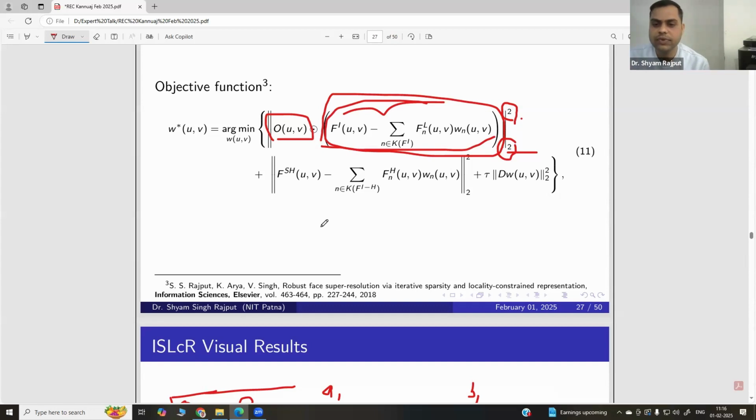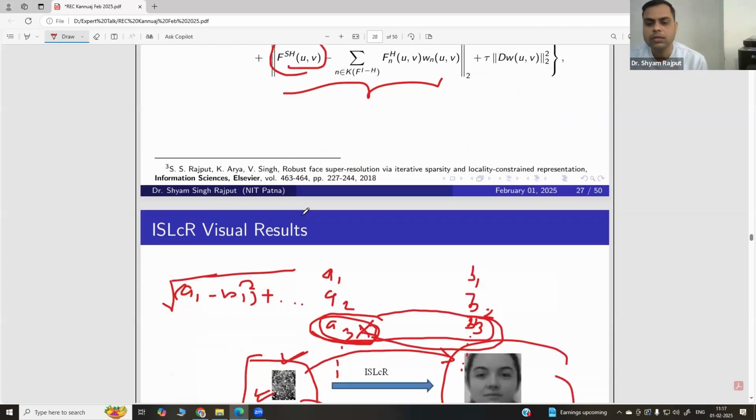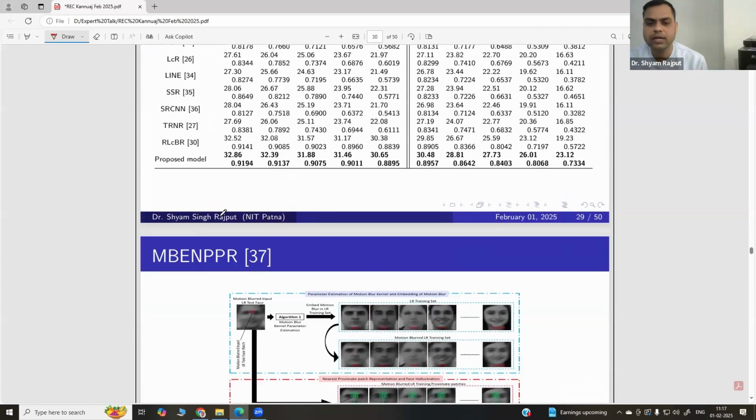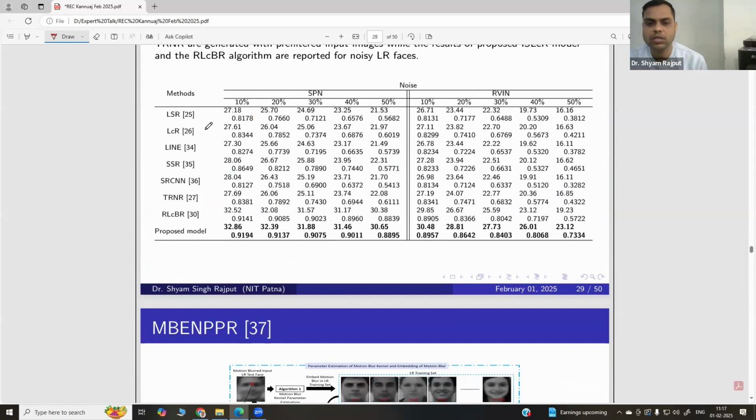In addition to this, we have included one more fidelity term. We are applying iteration over iteration. After each iteration, we have an HR resultant image, and we want to further improve it. In all previous models, there is only one iteration. Now we are applying the iteration concept to further improve the resultant HR images. So this model is able to get good performance compared to all other previous models.